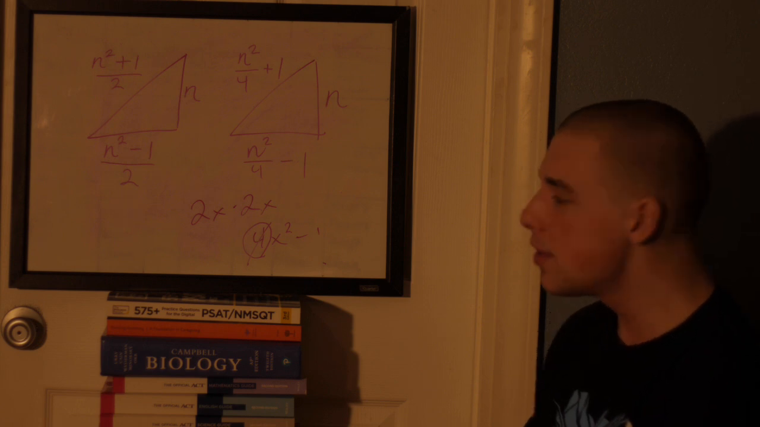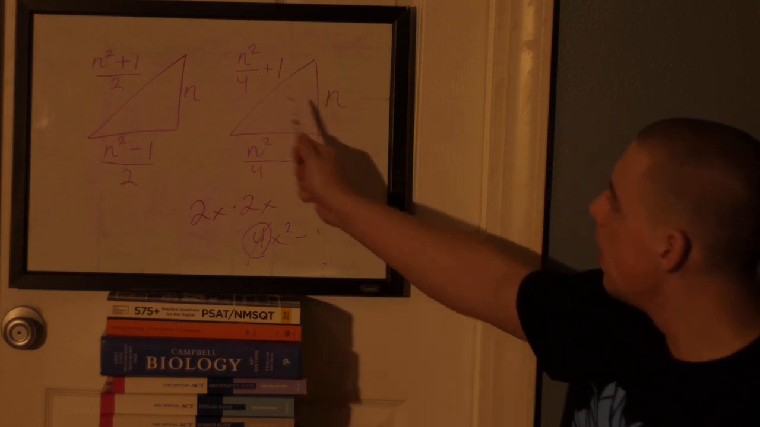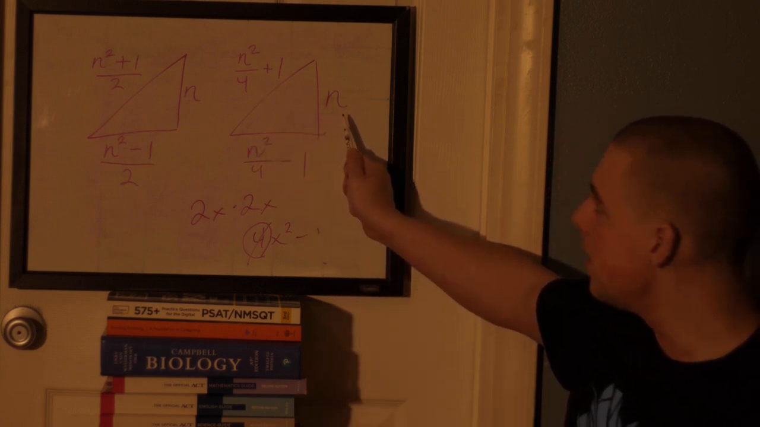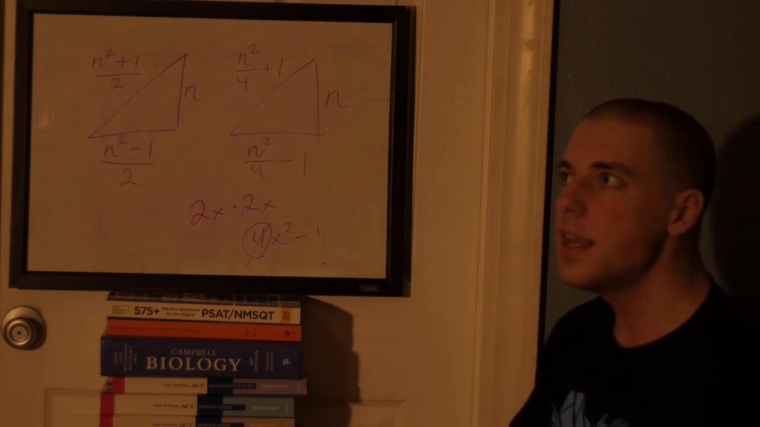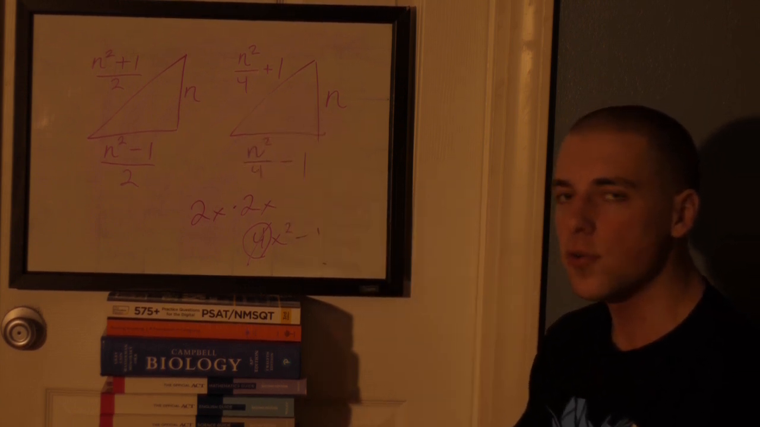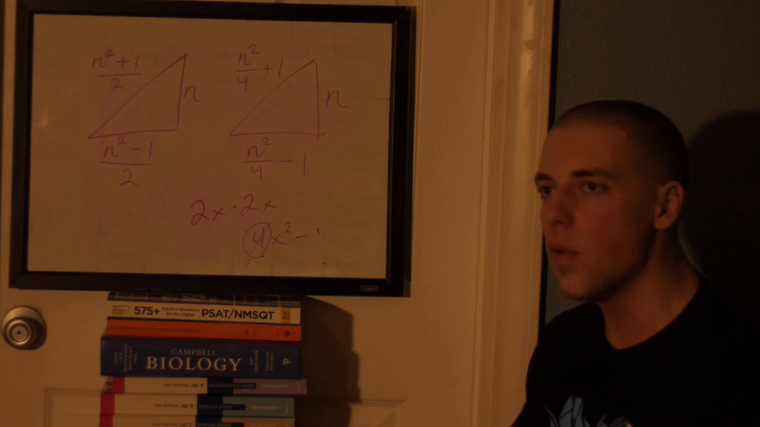So for every single value of n, if it's even, once you square it, it's going to be divisible by 4. And think about it. It's true. 2 squared is 4. 4 squared is 16. 8 squared is 64.